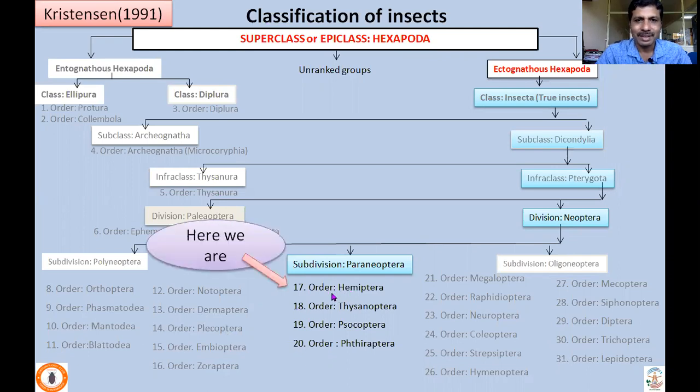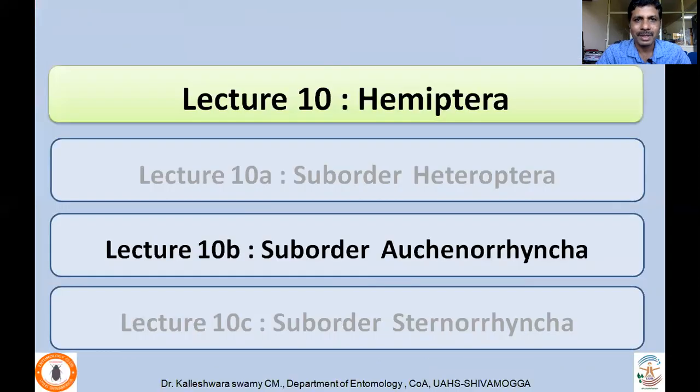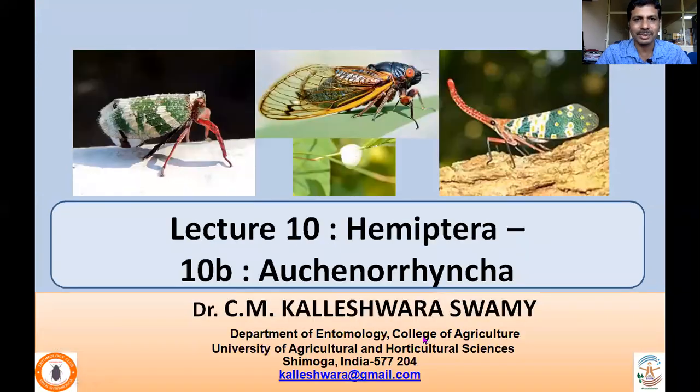In lecture 10A, we were discussing the suborder Heteroptera. Under lecture 10 Hemiptera, in the last class, we completed the discussion on the suborder level character of Heteroptera and its economically important families. Under lecture 10B, in this class, I'll be talking about suborder Auchenorrhyncha. In the next class, I'm going to talk about suborder Sternorrhyncha. So in this lecture 10B, I'll be concentrating on the suborder level character of Auchenorrhyncha and its economically important families.